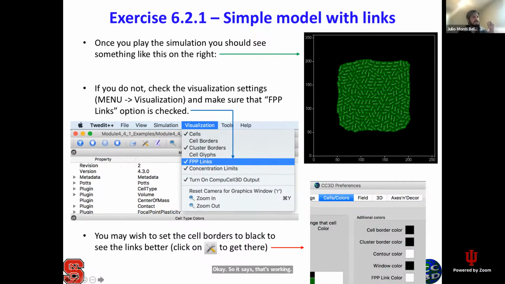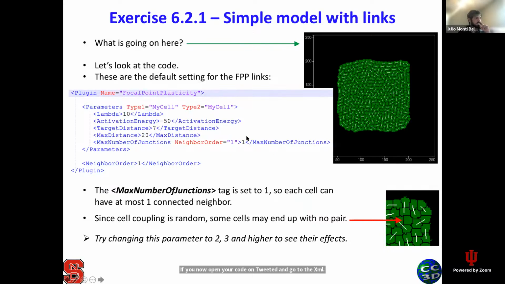But why do you see just one link pair and not many? Why is that? Well, if you now open your code in Twedit and go to the XML file, you see that this maximum number of links is set to 1. Okay, this means that the cells can only make at most one link to a neighbor. So that's going to be the highest value of links that they have.